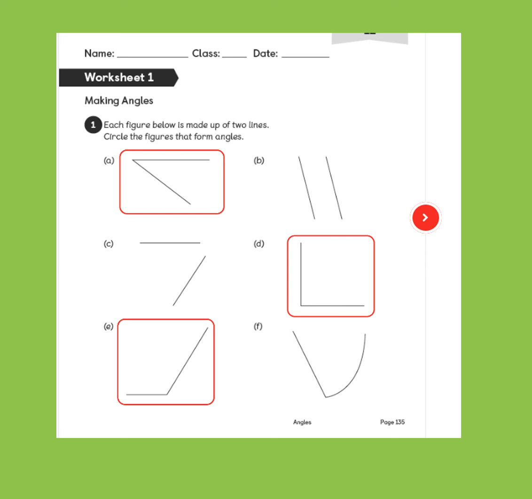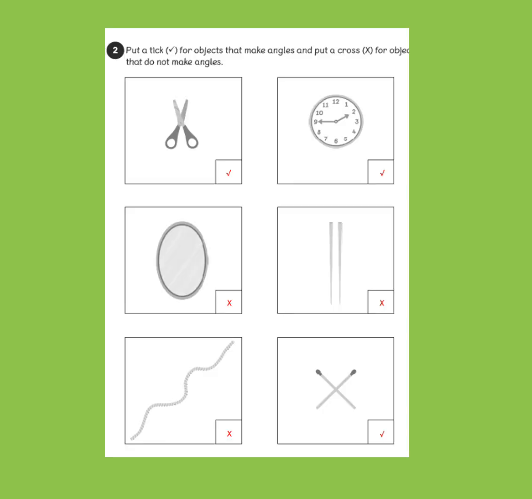What's wrong with F then, Hamza? Exactly. Only one of the two lines is straight. The other is curved, so they don't form an angle. Well said. And here are your answers for question 2. Now, can anyone spot more than one angle on the last picture with the matchsticks?